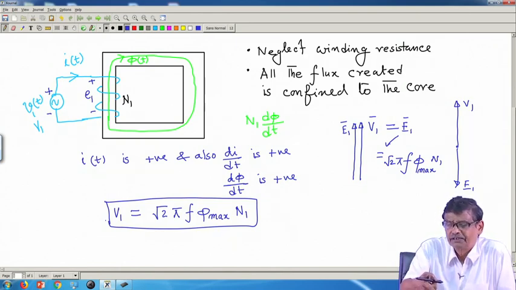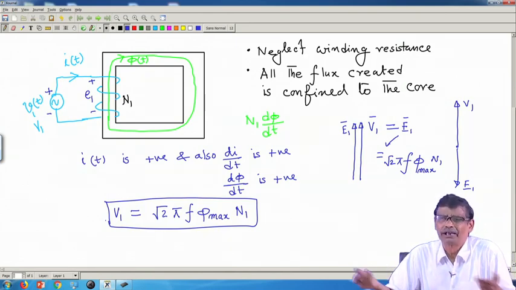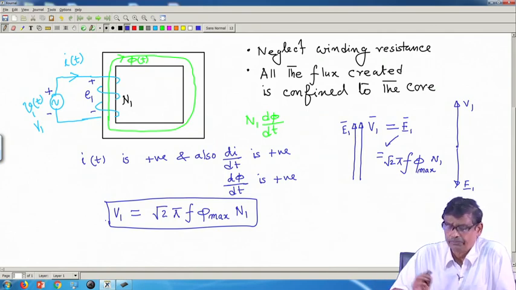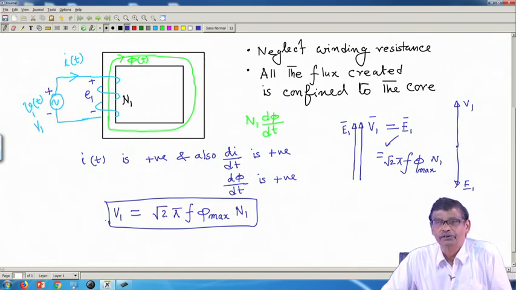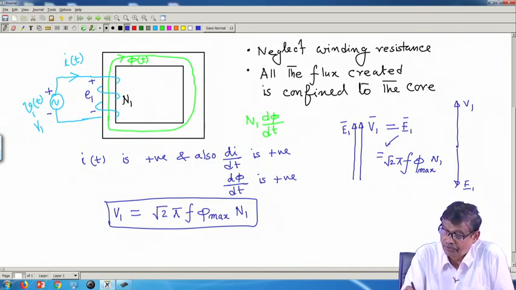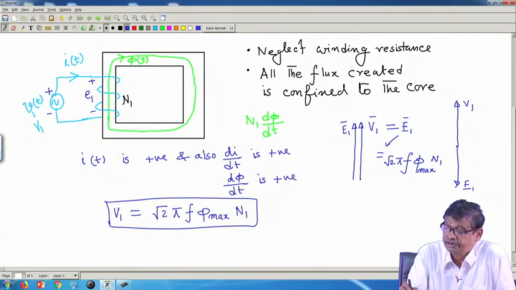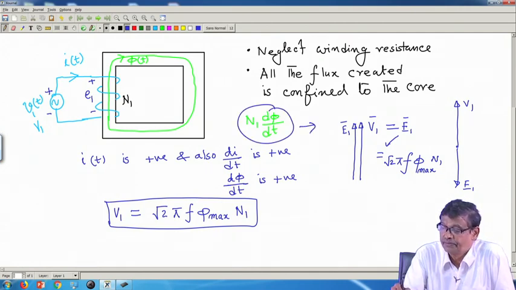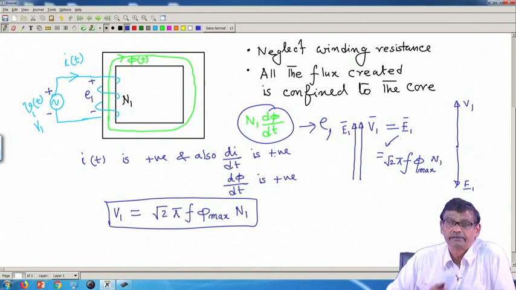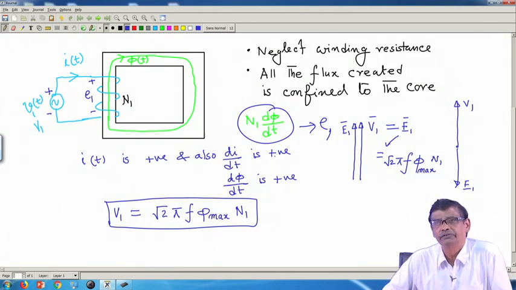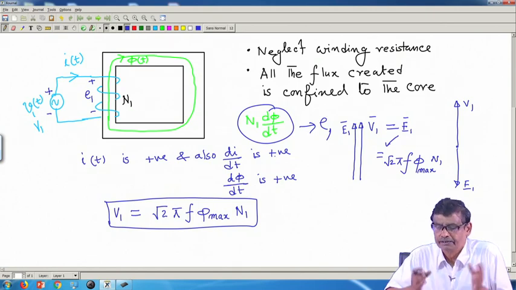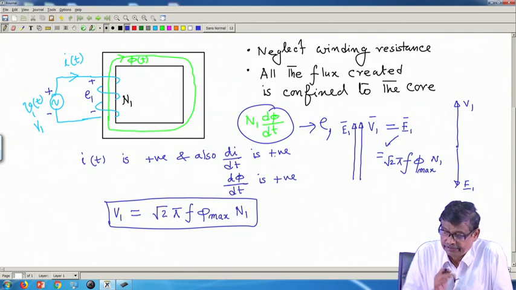This phi t can be expressed in terms of, say, phi max cos omega t; differentiate that. Last time we did that. So, the RMS value of the applied voltage is equal to the RMS value of the induced voltage, which I got from N 1 d phi dt. This thing is your E 1, the RMS value of that. How did you get it? Put phi equal to, say, phi max cos omega t, differentiate it, and pick the value of that divided by root 2. So, this is the thing.